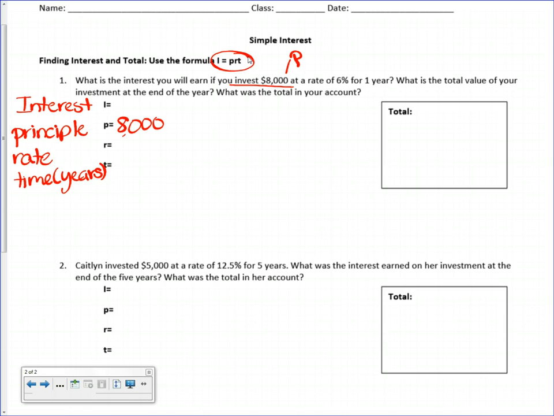At a rate of 6%, so R is rate. Now they always give you the rate as a percentage, but you need to go ahead and turn that into a decimal. So 0.06. 1 year, that is your time. So we're going to use 1 for T. And then we are looking for the interest. So we're trying to find what I is. So we know I is equal to PRT.